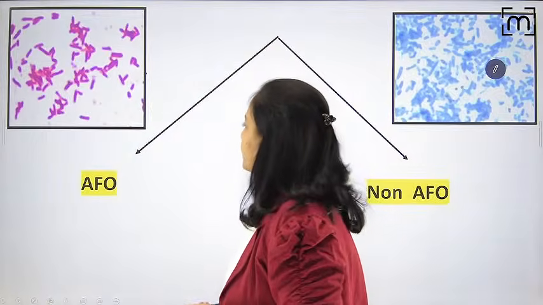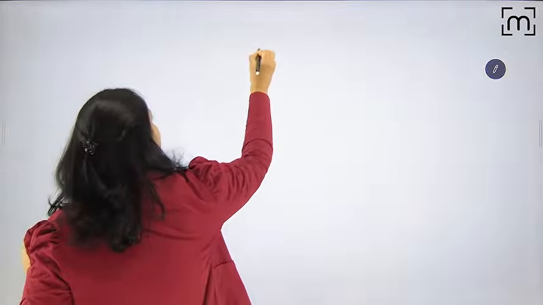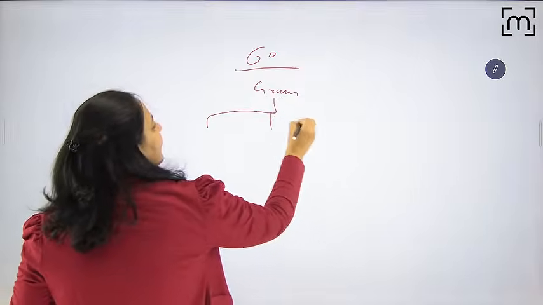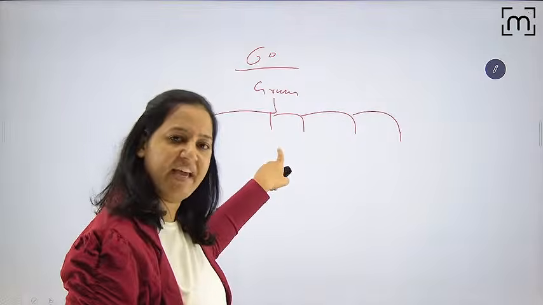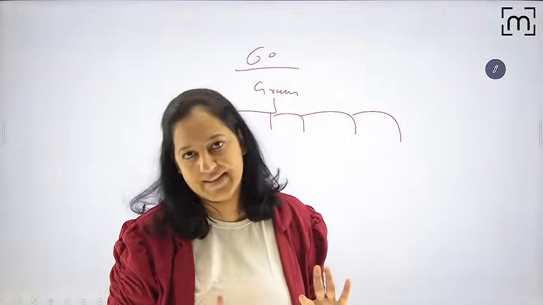Okay. So this was the classification based on Gram stain. So there are 60 bacteria. We classified them based on the Gram stain into 4 categories. Okay, we will revise in the end. Don't worry. GPC, GNC, GPB, GNB. And I think you know the examples.